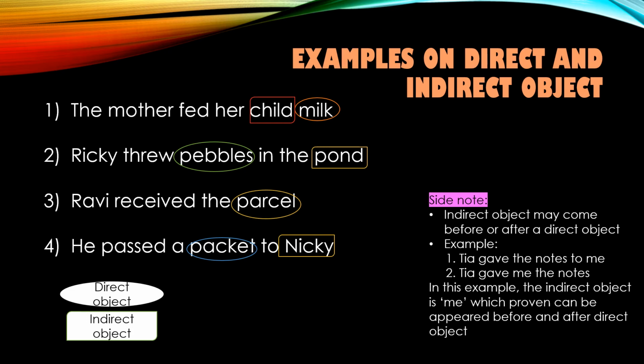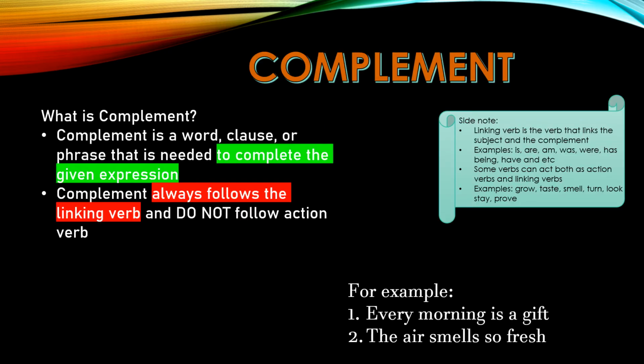Okay, next we're going to look about complement. What is complement? Complement is a word, clause, or phrase that is needed to complete the given expression. Complement always follows the linking verb and do not follow the action verb. What is linking verb? Linking verb is the verb that links the subject and the complement. The examples of linking verb is, are, am, was, and etc. And do not follow action verb. Action verb is transitive verb.